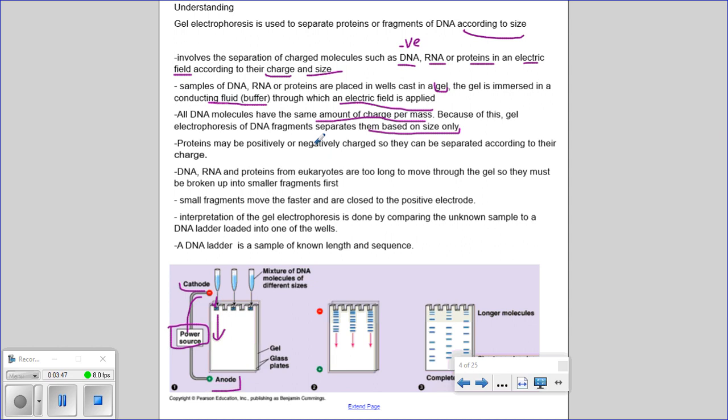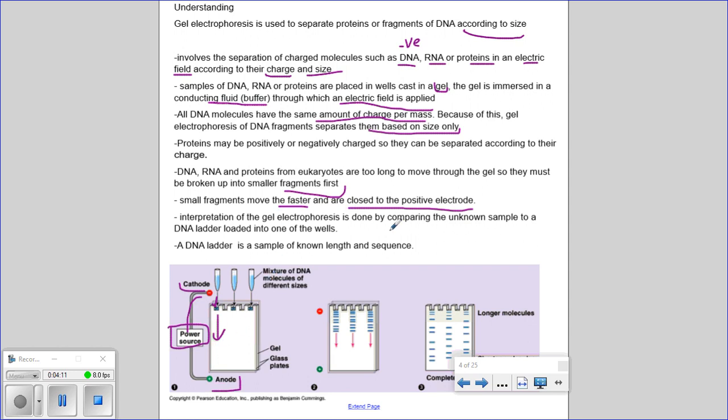DNA, RNA, and proteins from eukaryotes are too long to move through the gel, so they have to be broken up into smaller fragments first. Smaller fragments move faster and are basically going to be closer to the positive electrode. So those smaller fragments are going to move quicker and end up closer to the anode faster.